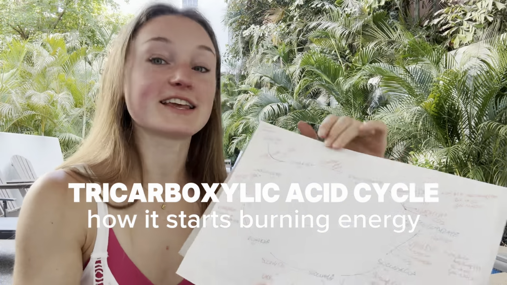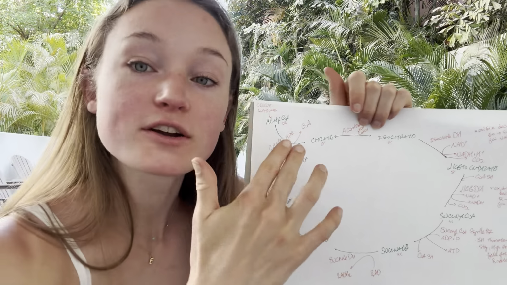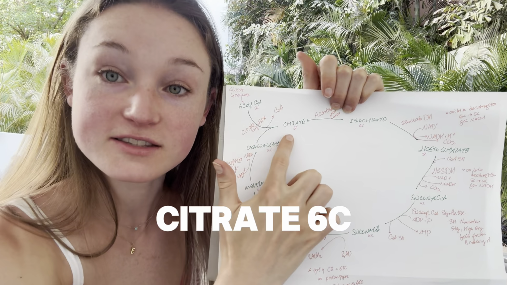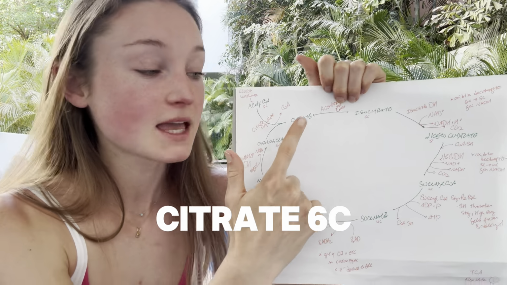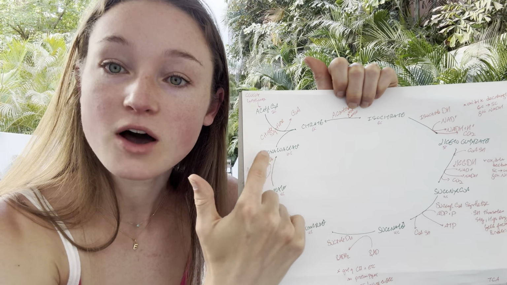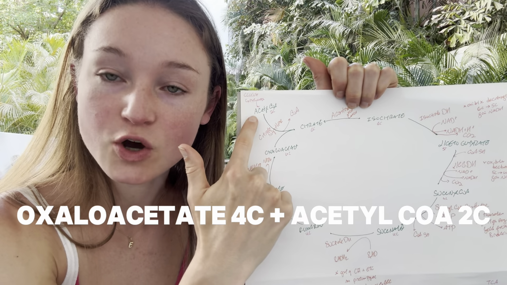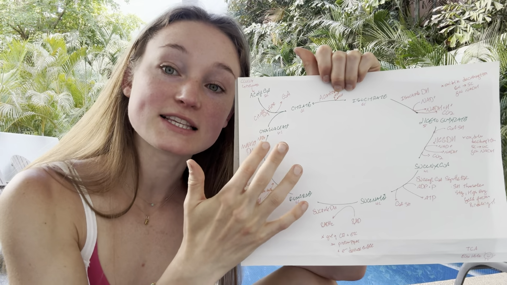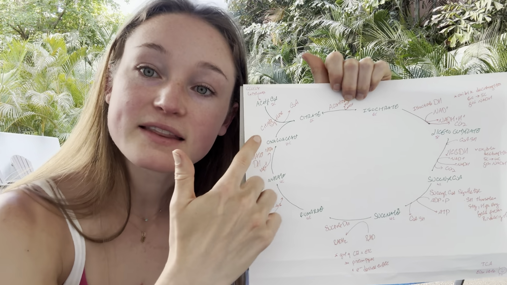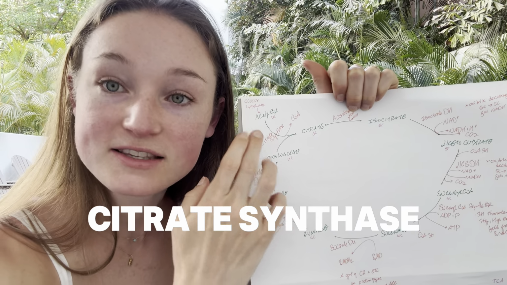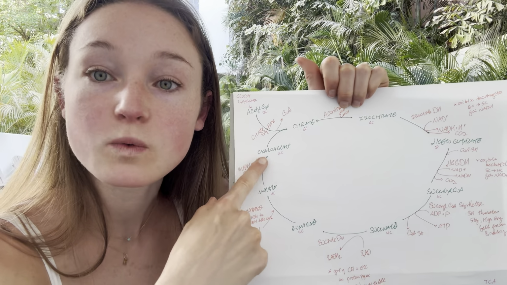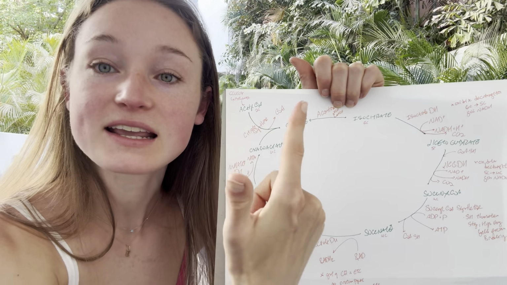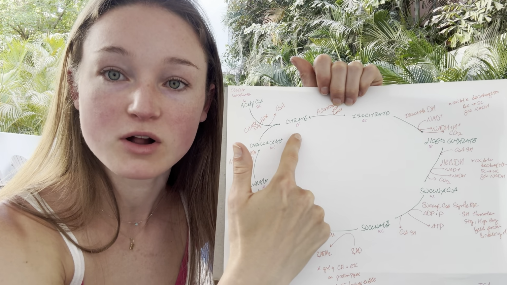Okay, tricarboxylic acid cycle. How does this thing even work? Well, the whole reason this cycle can spin is because of the 6-carbon molecule citrate. Citrate comes from oxaloacetate plus acetyl CoA. Acetyl CoA is a 2-carbon molecule, oxaloacetate is a 4-carbon molecule, and the enzyme Citrate Synthase hooks up that acetyl CoA with oxaloacetate, spits out coenzyme A, and it gives us citrate, a 6-carbon molecule.